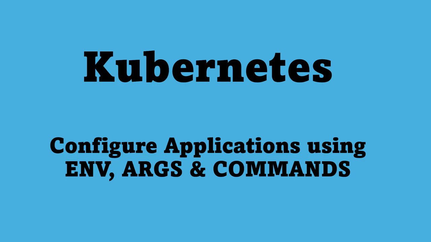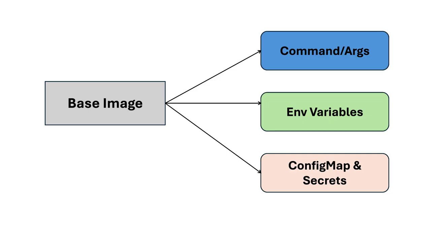I am Nikhil Kumar. In this video, we will learn how to configure applications running in Kubernetes using commands, arguments, and environment variables. These are some of the commonly used ways to tweak container behavior without modifying your actual image. So let's get started. Let's say you are deploying a container image, but you need it to run a different command, pass some arguments, or use dynamic values like environment variables. Kubernetes gives you all of this flexibility right inside the pod specification. And this is crucial when you want to reuse base images and customize behavior as per the deployment.